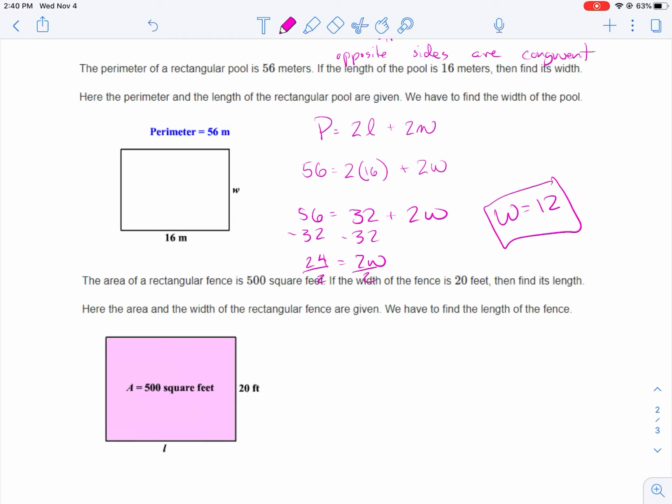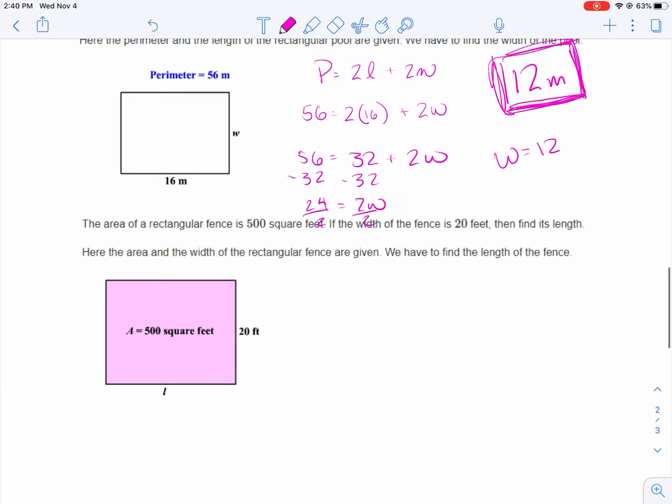Okay, so let's check to be sure. 12 times 2 plus 16 times 2, and we get 56 meters. So our width is 12 meters. All right, let's go to the next one.